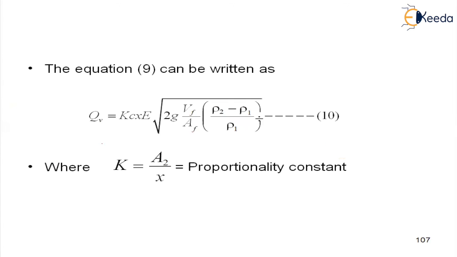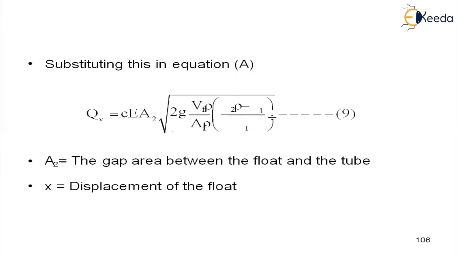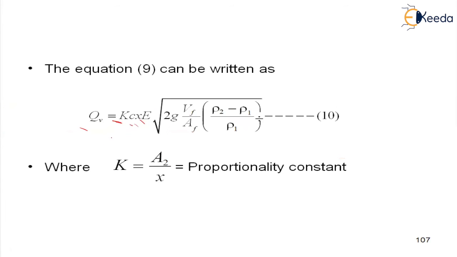Now see the above equation. Change the parameters, where K is the proportionality. Divide numerator and denominator by X, then K equals A2 by X, and C into X into E is a parameter. Looking at the previous one, C into A, we are multiplying numerator and denominator by X. Then K equals A2 by X, where K is the constant of proportionality, my dear students.